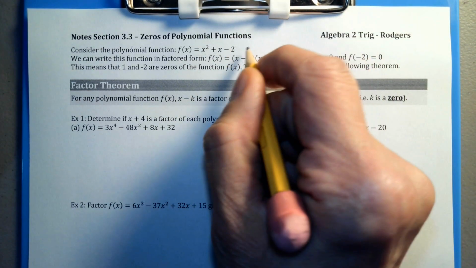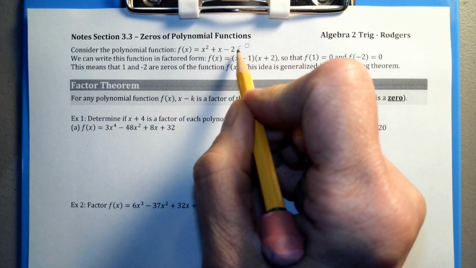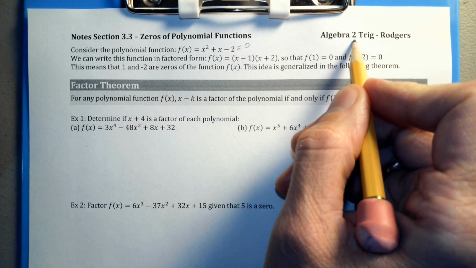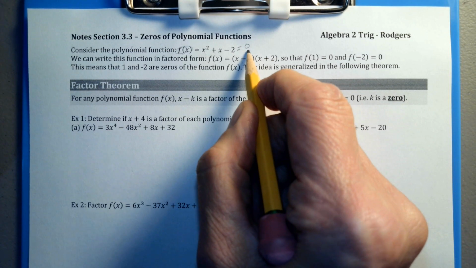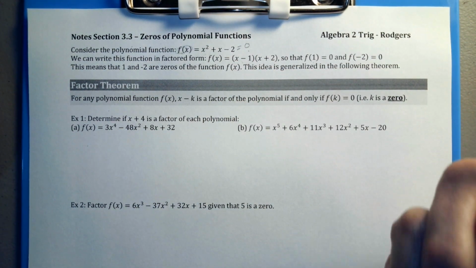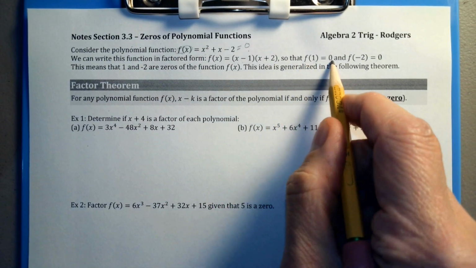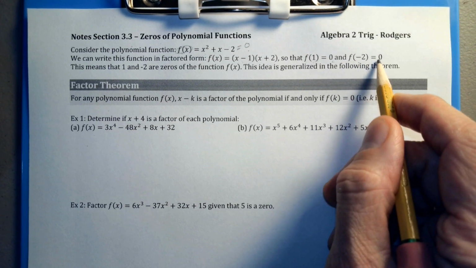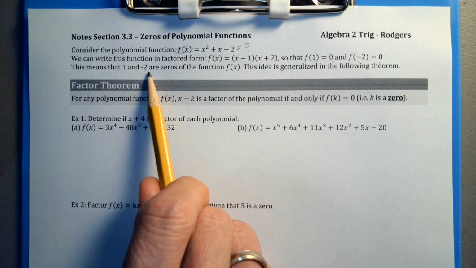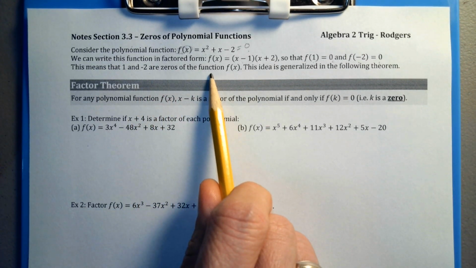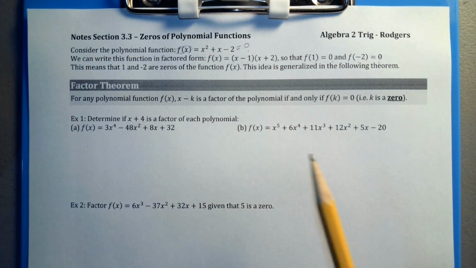Because again, if we think about setting this thing equal to 0, we're looking for where this function would cross the x-axis, or where the y would be 0, because that's really what f of x is, y. And so that's what we're asked to look for when we are looking for zeros. So f of 1 will equal 0, but also f of negative 2 will equal 0. This means that 1 and negative 2 are zeros of the function f of x. And that's what this theorem, the factor theorem, is really trying to say.